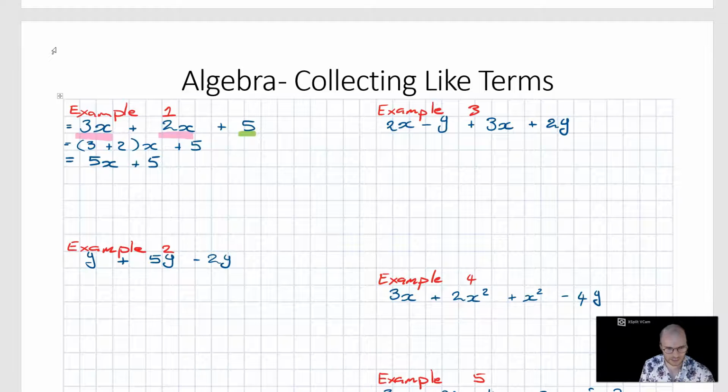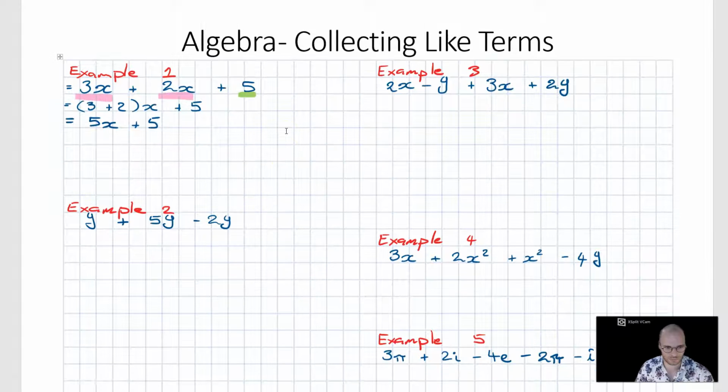And thus, what I've done is I have collected like terms. So the third and final line here is in a much more compact state than the original first line here. So this is what we want.